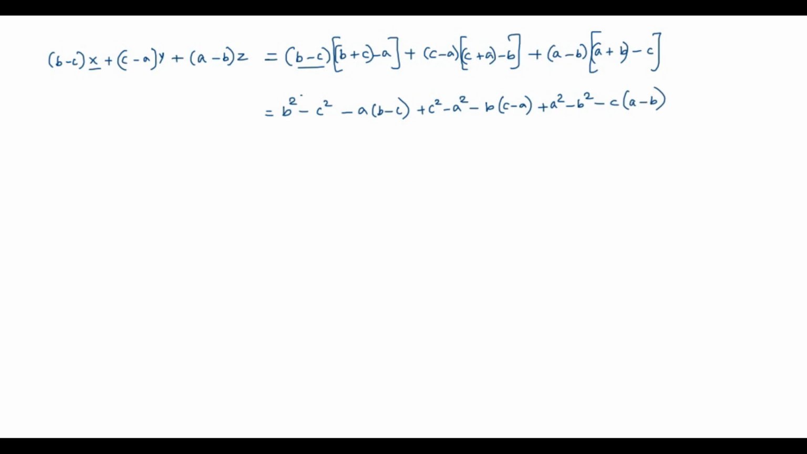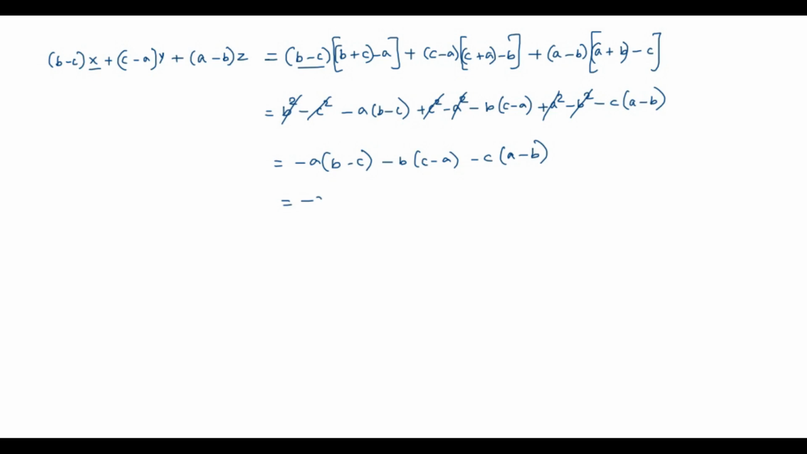Okay, so here plus b square minus b square can be cancelled, and minus c square plus c square can be cancelled out, and minus a square plus a square can be cancelled out. So we get minus a times (b minus c) minus b times (c minus a) minus c times (a minus b). Now let's distribute this negative a to b and negative c.